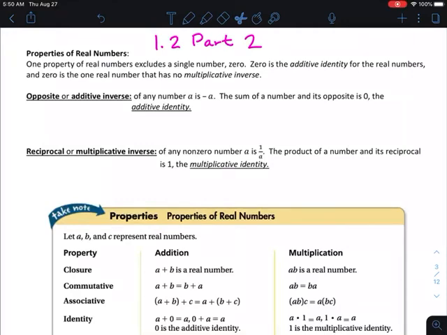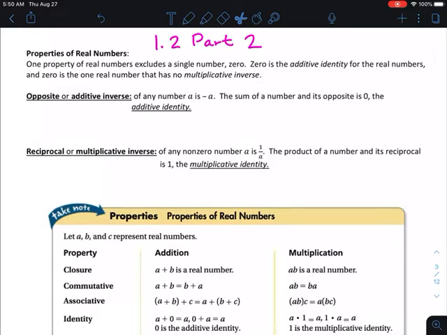Continuing on with section 1.2, we're going to talk about some properties of real numbers. One thing to note before we look at some of those properties, it says one property of real numbers excludes a single number, 0. 0 is the additive identity for the real numbers, and 0 is the one real number that has no multiplicative inverse.